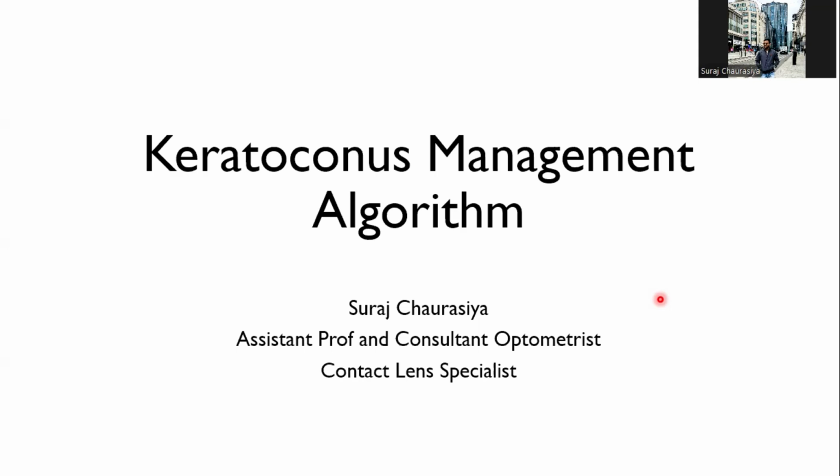So today we will be discussing an important topic in ophthalmology, that is the keratoconus management algorithm. So, what is keratoconus? Keratoconus is basically a progressive eye condition that affects the cornea and leads to visual impairment. So proper management is key to maintaining the vision and improving its quality.